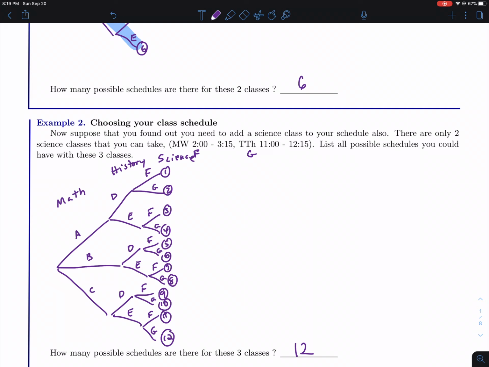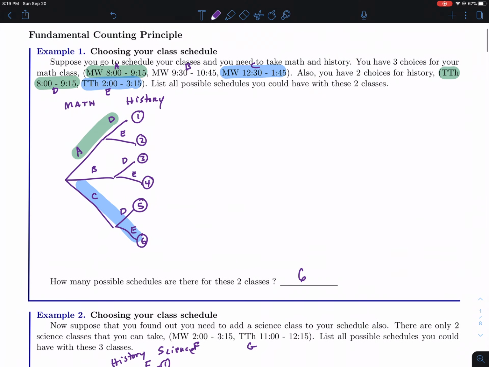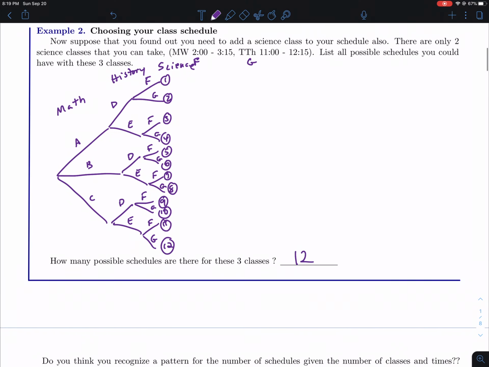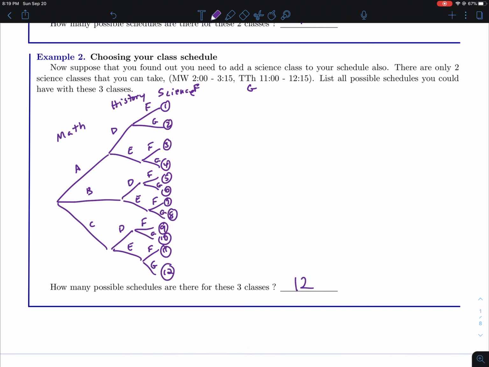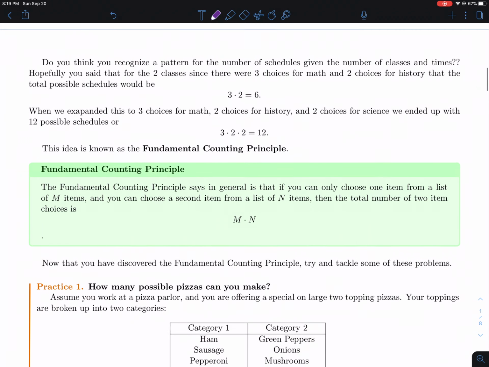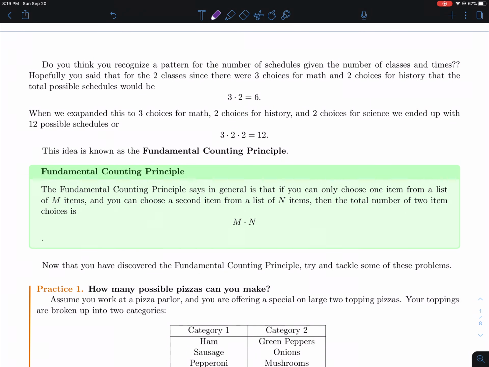So when we were picking 2 classes, we ended up with 6. And when we were picking 3 classes, we ended up with 12 possible schedules that we could have. So hopefully by looking at these, we notice some sort of a pattern. In this case, the math class had 3 choices for math, 2 choices for history, and lo and behold, our answer was the same thing as 3 times 2.